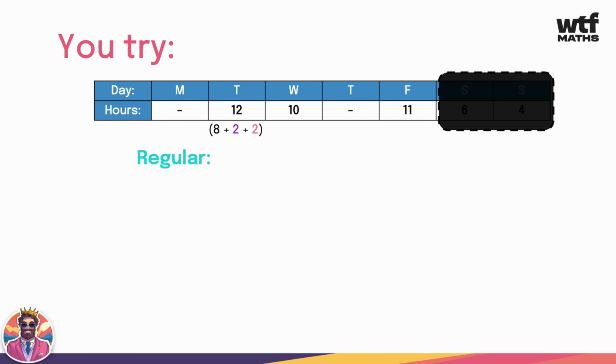So on Tuesday, she's done 8 normal hours, 2 overtime at 1.5, and 2 hours double time. On Wednesday, she's worked 8 hours normal, plus 2 hours at time and a half. And on Friday, she's done 8, 2, and 1. So we need to clearly see the hours that she's worked. If we look at just the regular hours, we can see that she's done 8 hours regular on each of these 3 days. So $40 times 8 times 3 is going to be $960.